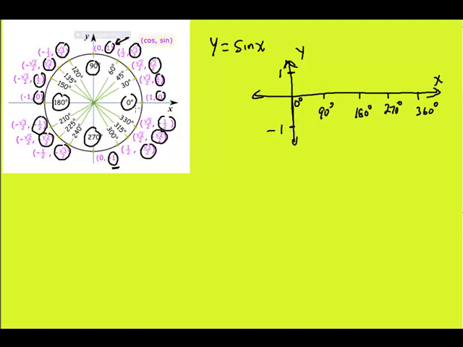At 0 degrees, the value is 0. So that's 0, 0. At 90 degrees, the value is 1. So at 90, it's going to be 1. At 180 degrees, the value is 0. So we're back to 0 again. At 270 degrees, the value is negative 1. So I'm going to go down here, negative 1. And at 360, the value is 0 again. So I'm going to go back up to 0.